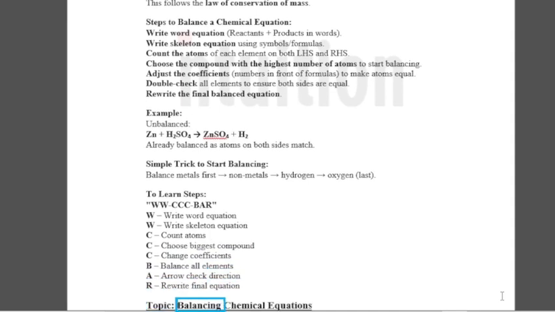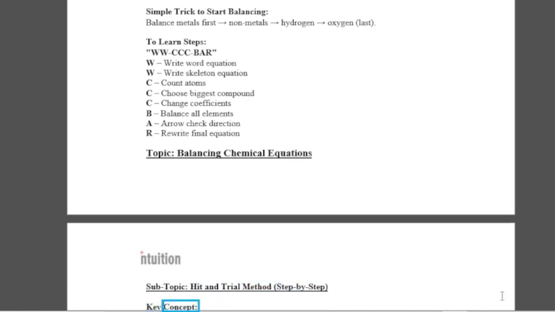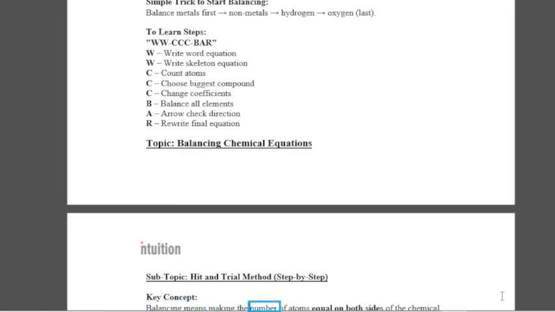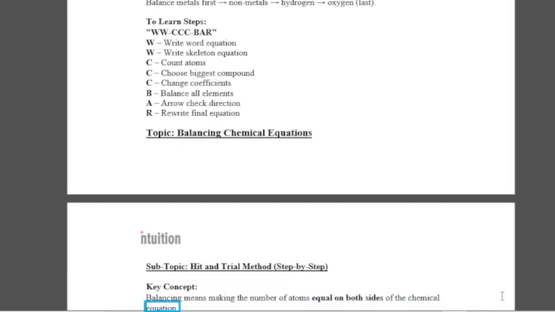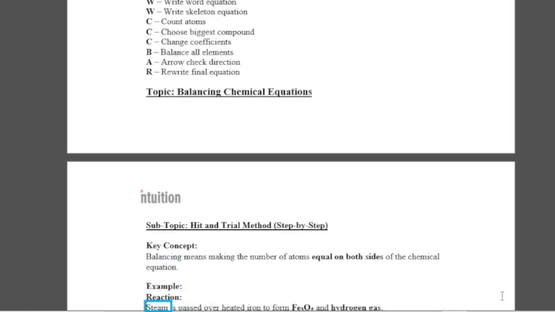Topic: balancing chemical equations. Subtopic: hit and trial method, step by step. Key concept: balancing means making the number of atoms equal on both sides of the chemical equation. Example reaction: steam is passed over heated iron to form Fe3O4 and hydrogen gas.